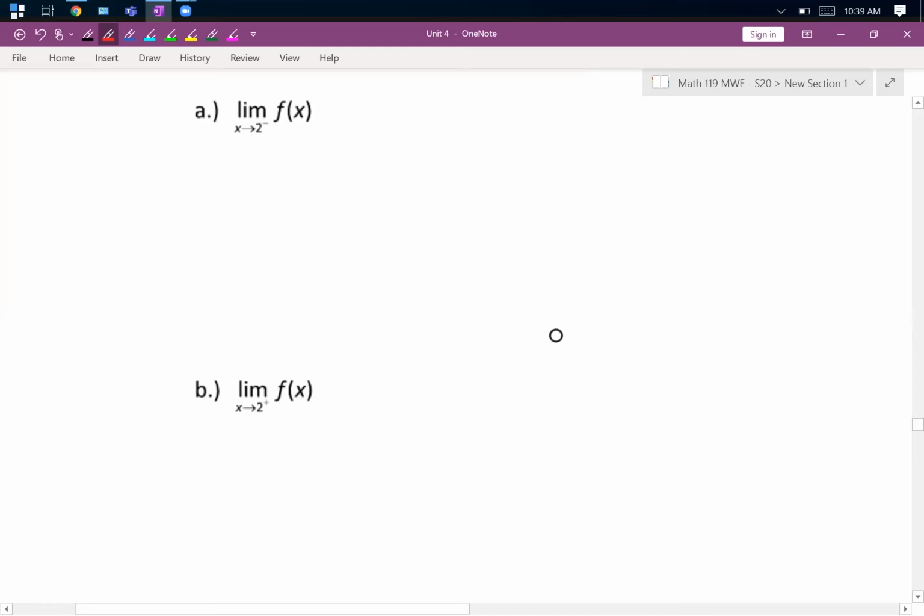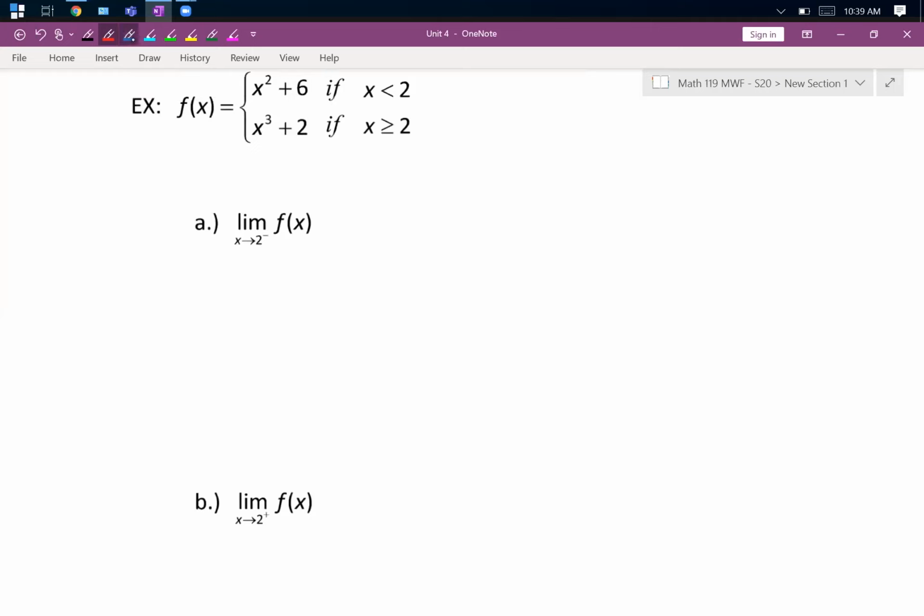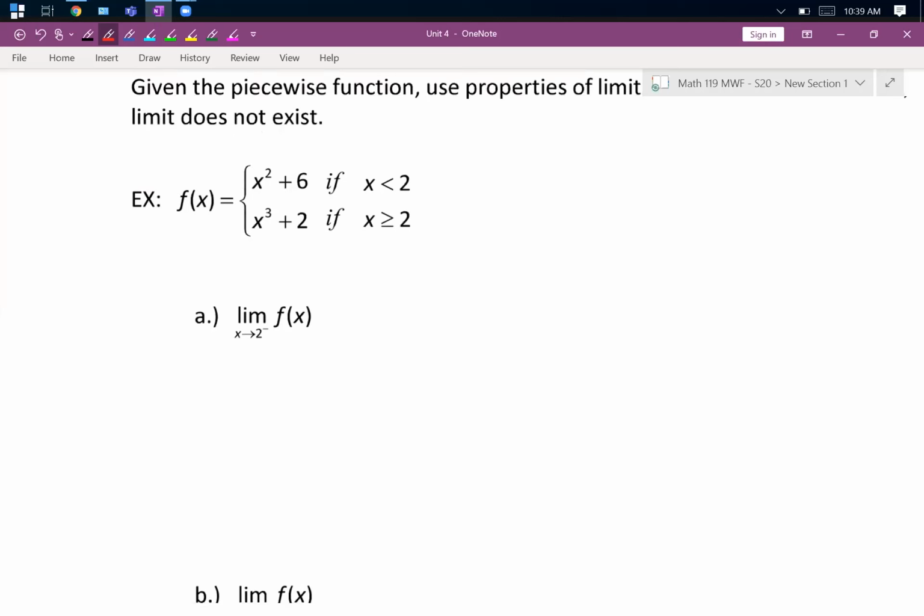My pen doesn't want to write all of a sudden. Okay, well, maybe I lied. Since my pen doesn't want to work for me right now, and I'm going to have to close out OneNote and start it up, we'll just end right here today, and we will do these two on Wednesday.